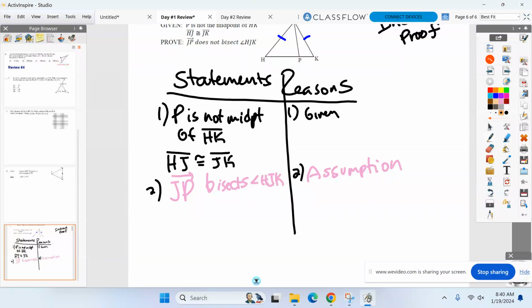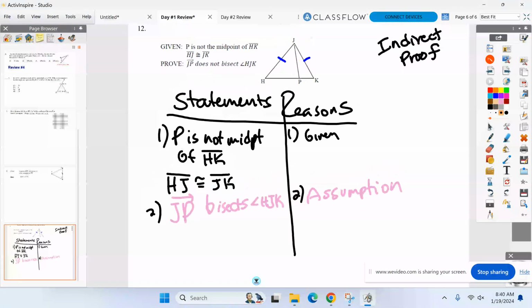And now you can use that on the diagram too if you want to mark it up. Our goal, somewhere in our statements, is to contradict one of the givens. Now, there's two givens, and there's one obvious one that we're going to contradict. P is not the midpoint, by showing it is the midpoint. I don't know what step it's going to be, but somewhere we're going to show that P is the midpoint. And then we've contradicted that statement and we're good.